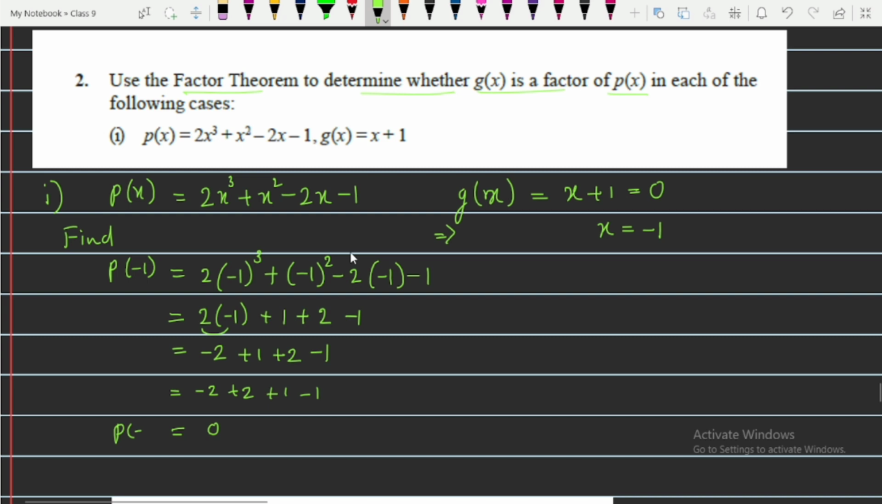Therefore you can say that if it is equal to 0, then x plus 1 is a factor of p of x. That is, g of x is a factor of p of x. In this way you can complete question number 1.